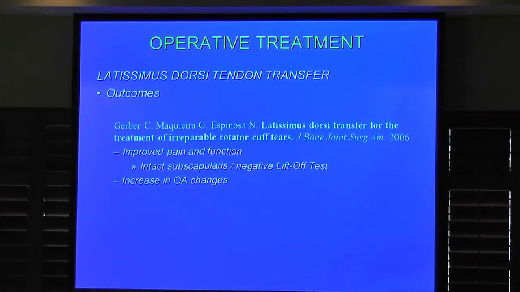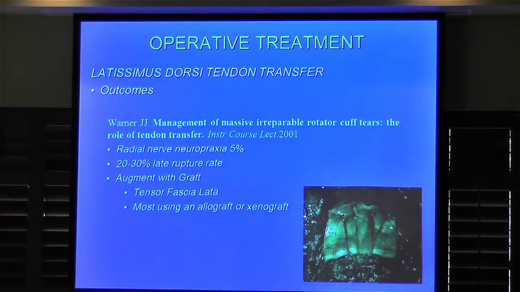In regards to outcomes, Dr. Gerber out of Switzerland, one of the godfathers of modern shoulder surgery, is really the one that pioneered this technique. In his case series, he found that it improved pain and function if they had an intact subscapularis rotator cuff tendon and a negative lift-off test. They did still, however, progress to osteoarthritic changes, but were not necessarily symptomatic. Dr. Warner out of Harvard published his results. He didn't do as well. He had a 20 to 30% late rupture rate of the transferred tendon.